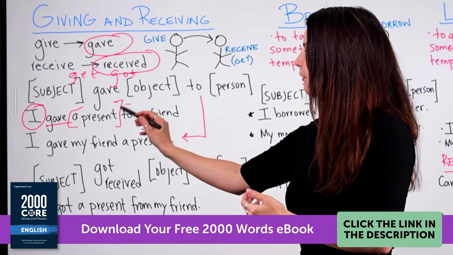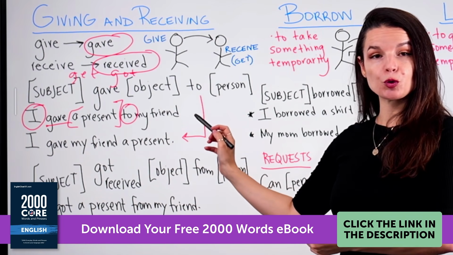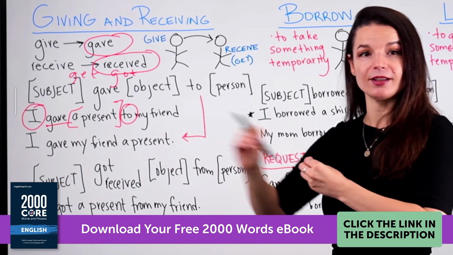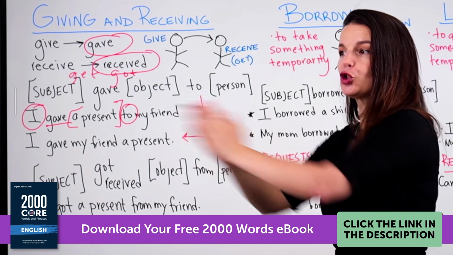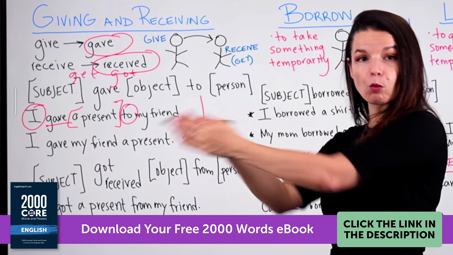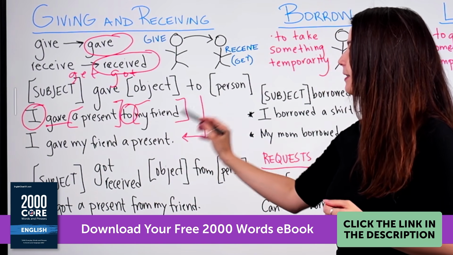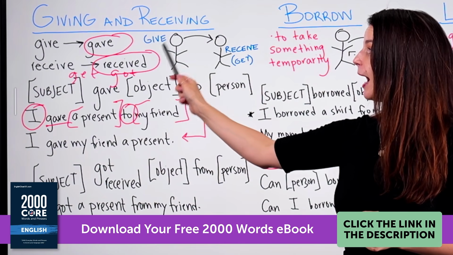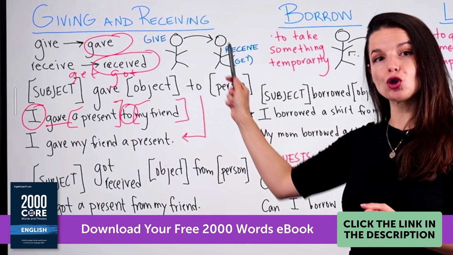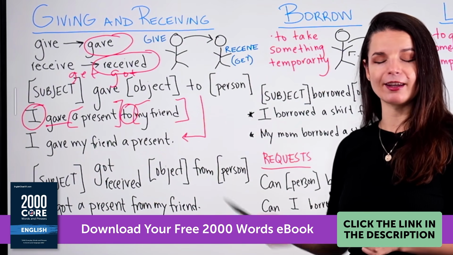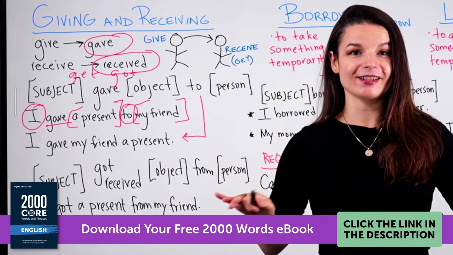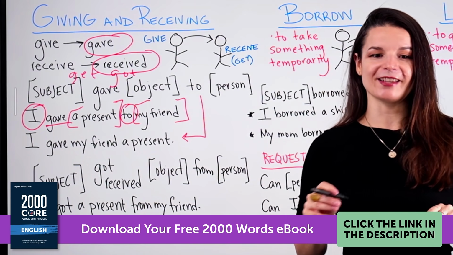Then we have the preposition to. To shows the direction, right? I gave a present to my friend, so going away from me. Who received the present? My friend. So I gave a present to my friend, okay? Very basic sentence, right? So you can send your examples in the chat.